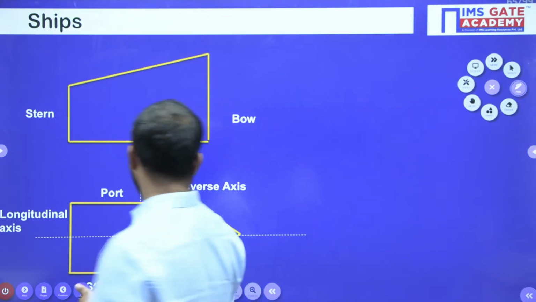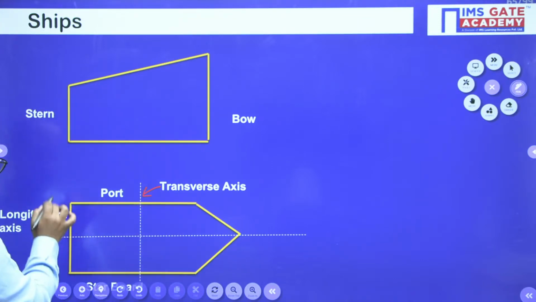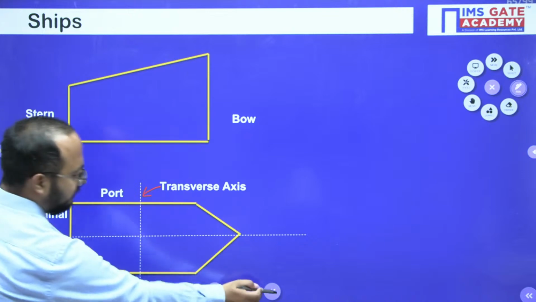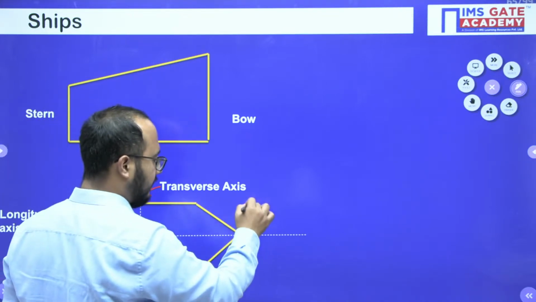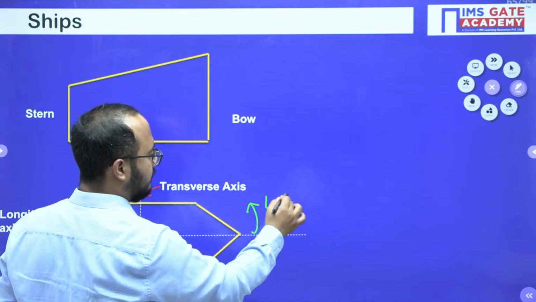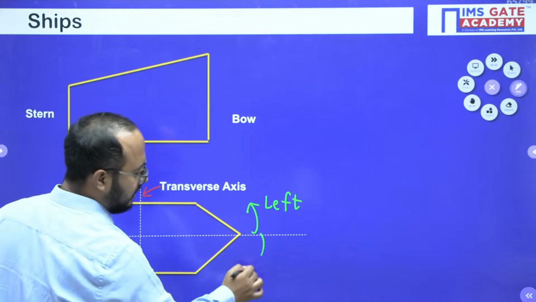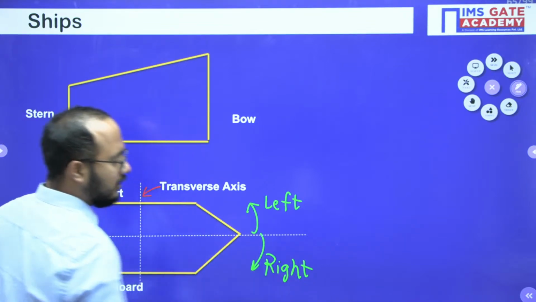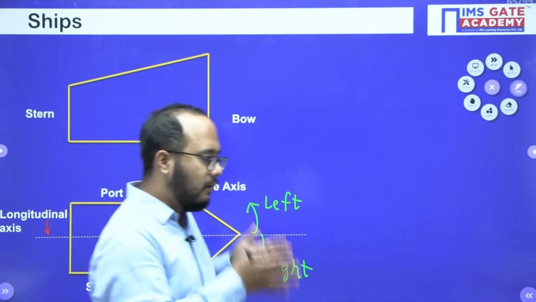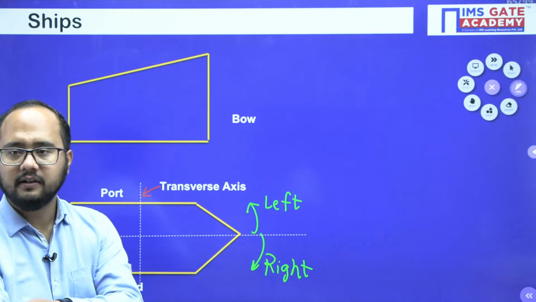Now you should understand, this is the transverse axis, this is the longitudinal axis, this side is known as port, this side is known as starboard. So if I take left turn, I will say the ship is moving towards port side. Now if it is taking right turn, I will say it is moving towards starboard. Left and right is decided when I am observing the ship from the top. Is this point clear?